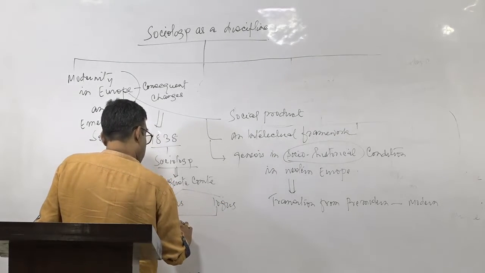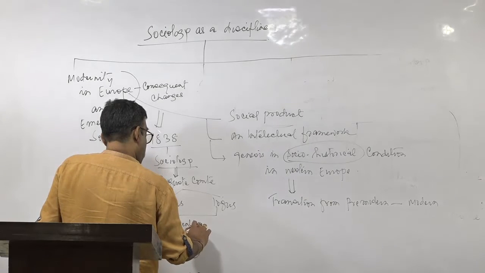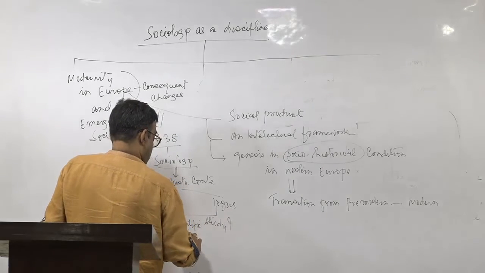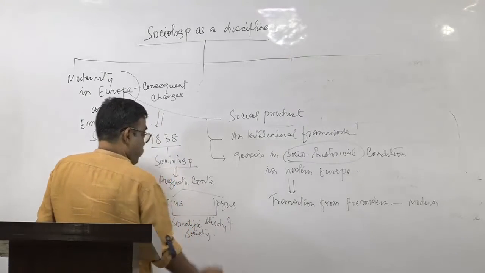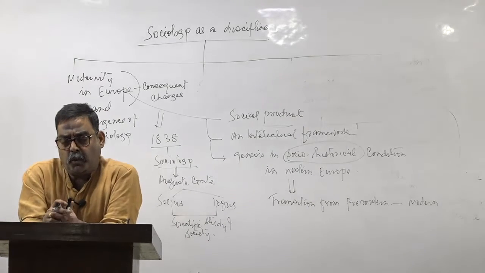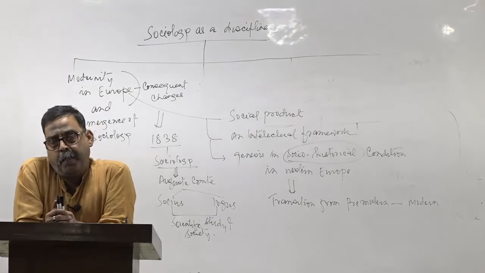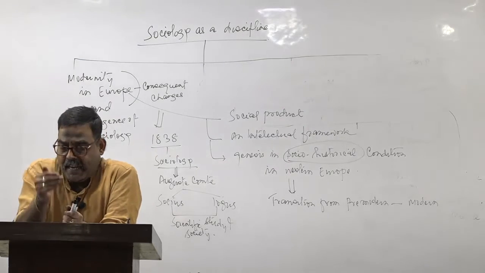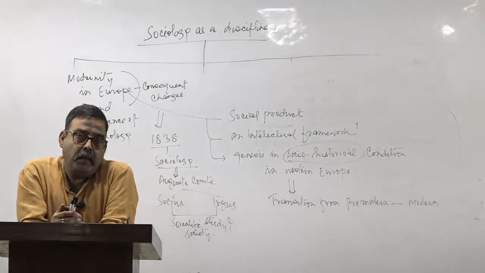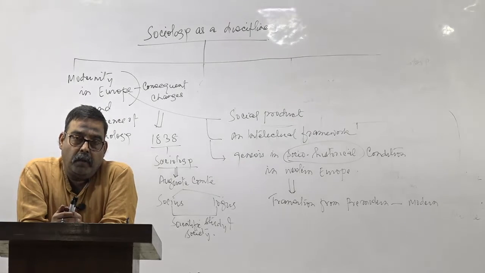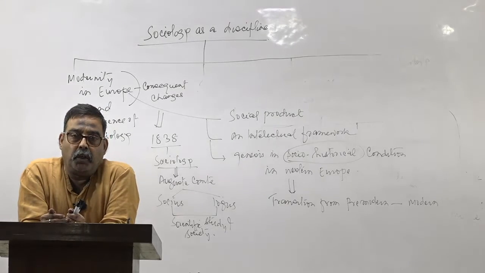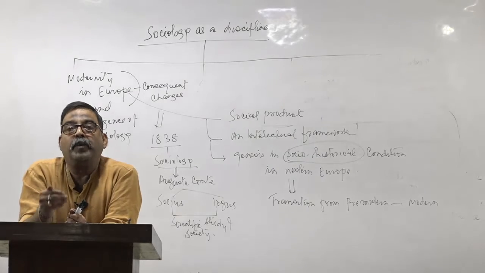Thus, it is the scientific study of society. That's why I said that sociology developed on the premise that akin to the natural science, which is discovering the natural laws to understand the natural phenomena, the social laws to study society scientifically could be developed and could be established.